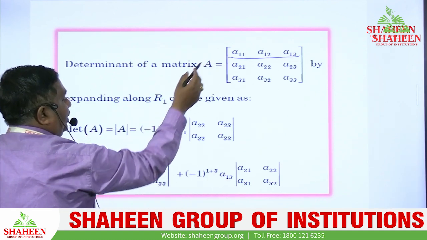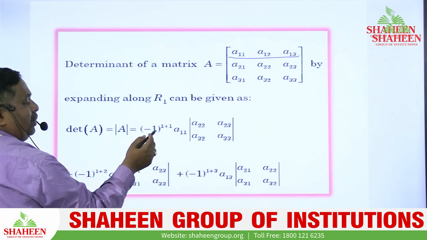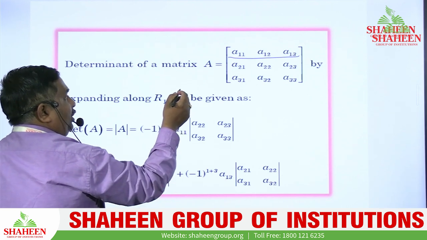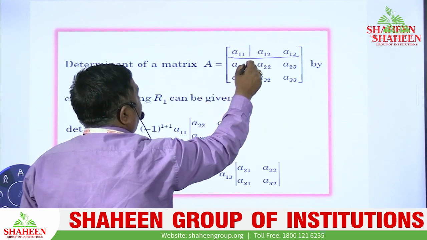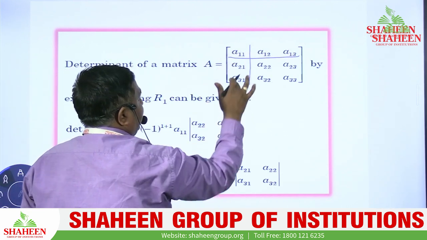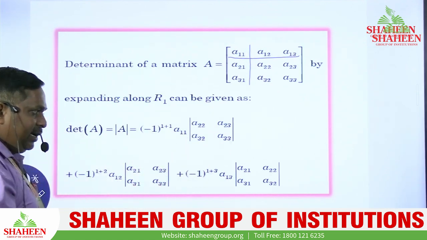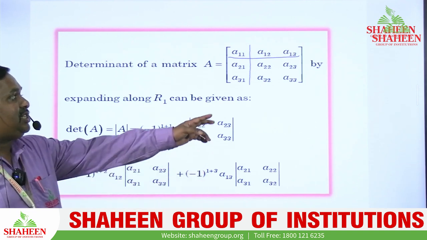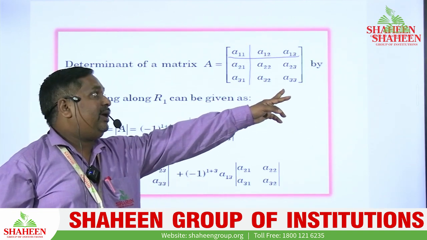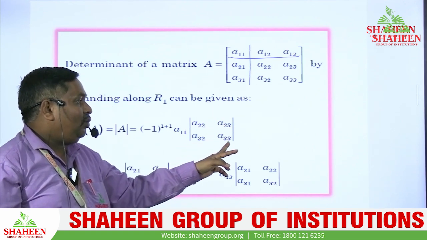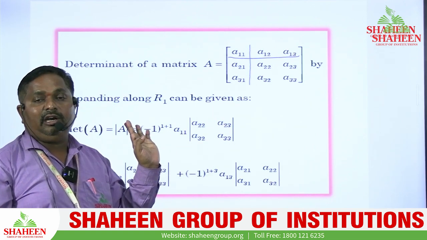The first element a11 is multiplied with minus 1 power 1 plus 1, and you leave the row or column in which this a11 is lying. See, the row and column in which a11 lies, you have to leave. For the remaining four elements we have to find the determinant. What are the four elements? a22, a23, a32, a33. We have to find their determinant.